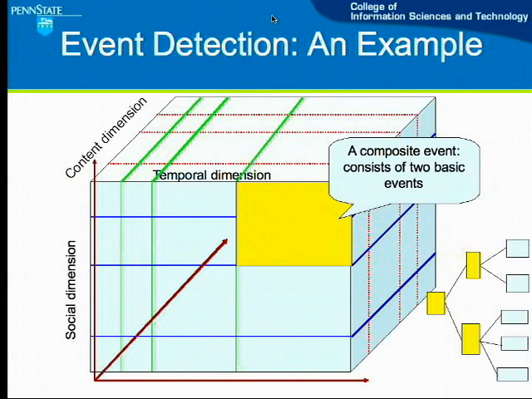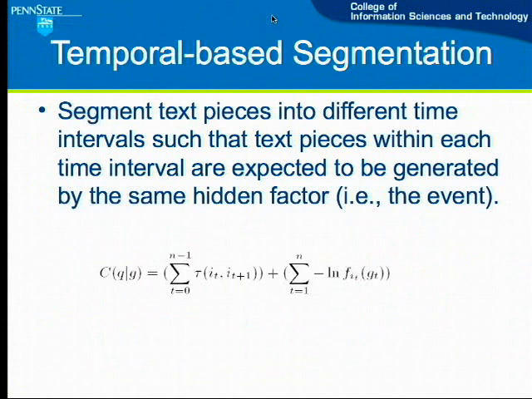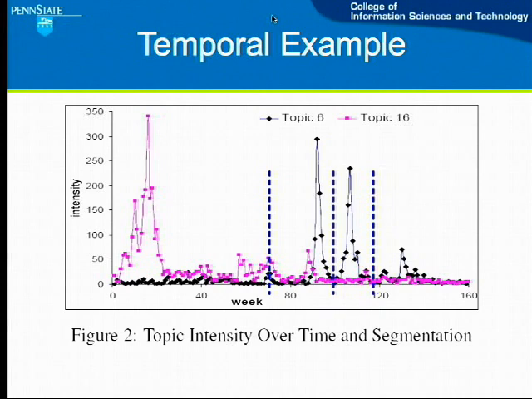This is a graph-based topic clustering technique and temporal segmentation technique. And this is an example of the outcome of the temporal segmentation result. Here we see topic 6, which is shown in blue, and topic 16, which is shown in purple, have overlapping but slightly different lifespans. And so that's the outcome that his research is looking at.